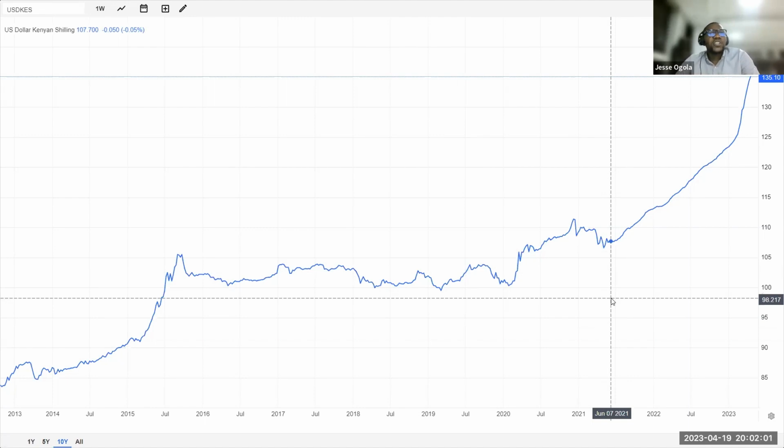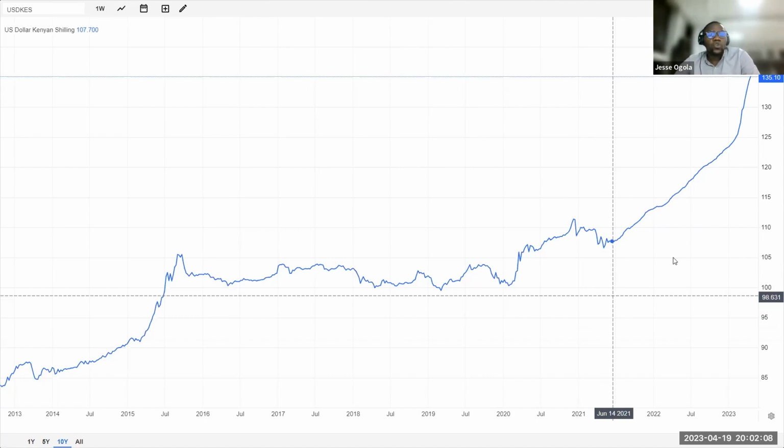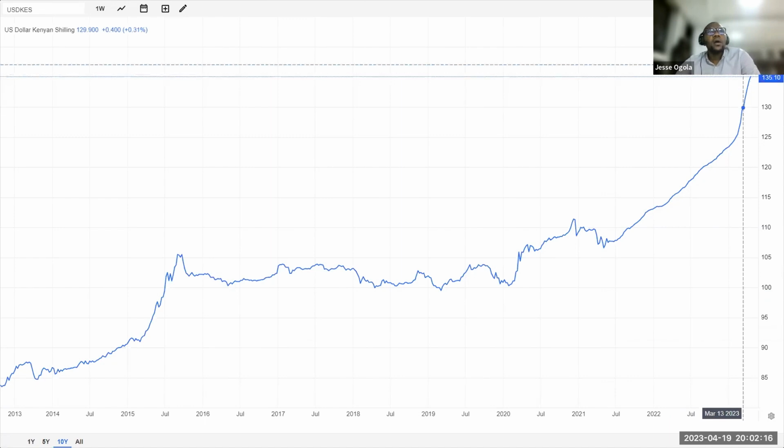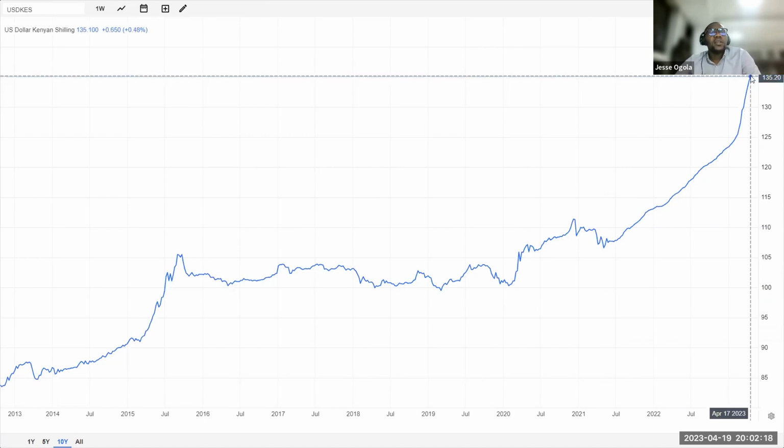And you notice there was a sharp increase in price from around June 2021 all the way to 134 shillings to a dollar over the last 3-4 weeks. So it has been hovering around 130, and if you go to other financial institutions, you are getting a price of even 140 buying and selling.